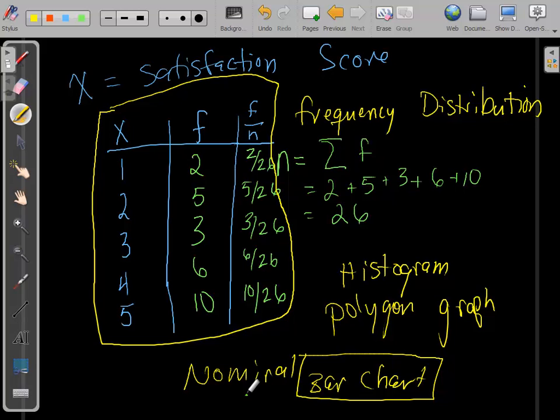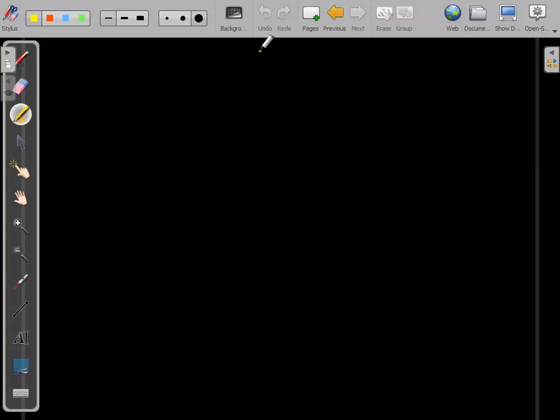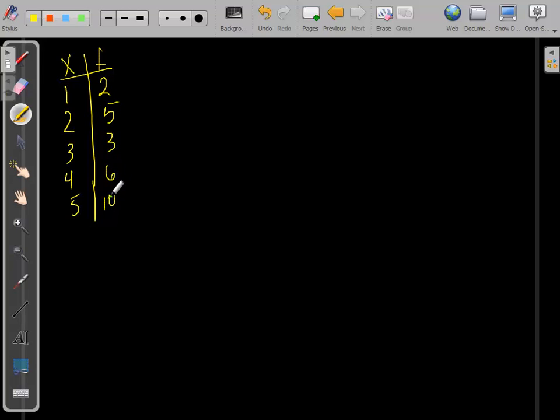Okay, so let's take a look at creating a histogram by hand and a polygon, and I hope to give you enough difference between them so you can understand. Okay, so our data set, we had, for our x values, 1, 2, 3, 4, and 5. For the frequencies, we had 2, 5, 3, 6, and 10.